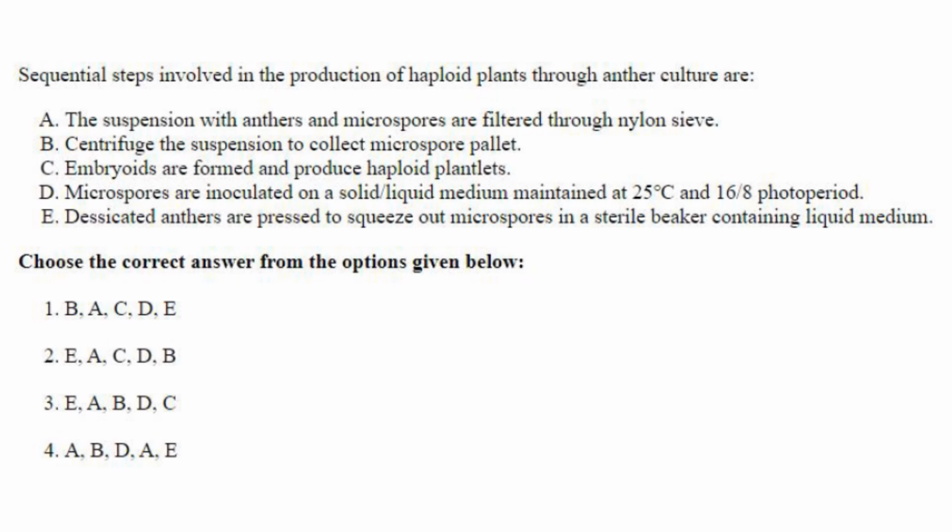So here the sequence will be E, A, B, D, C. Now here also, as I have mentioned previously, embryoids are formed and produce haploid plantlets. Here the question is the production of haploid plants. So C should come at the end of the sequence. So only in 3, C is coming at the end. So that must be your answer.